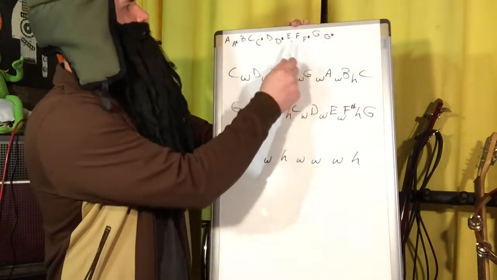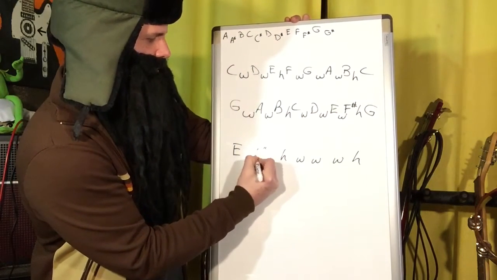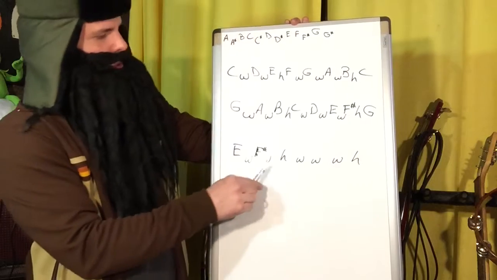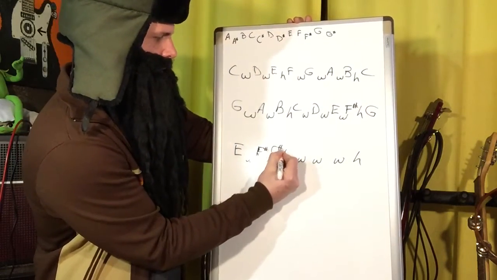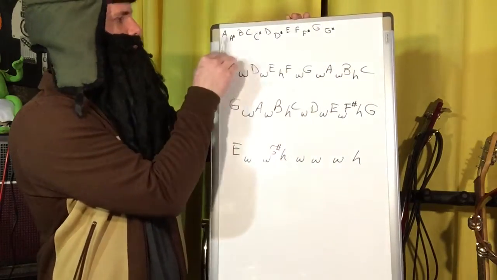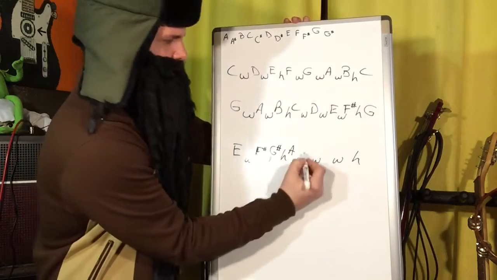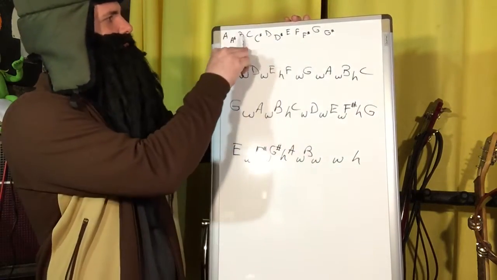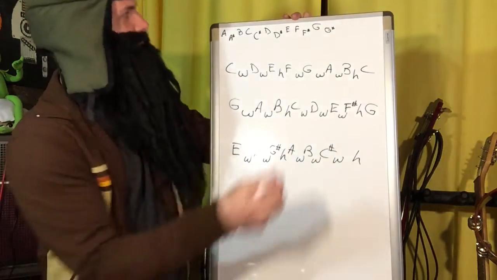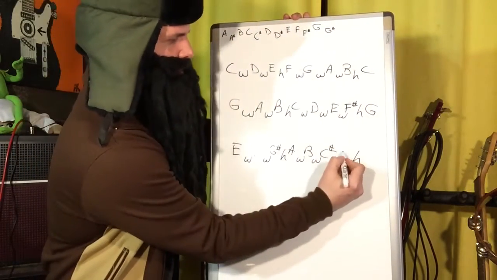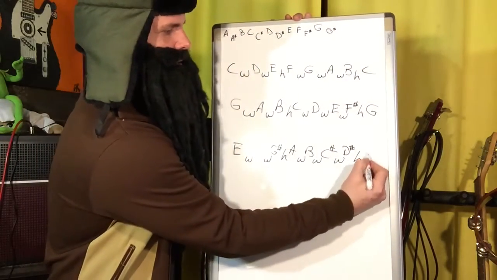E, whole step higher than E is 1, 2, F sharp. Already trickier than the last one, right? Whole step higher than F sharp, 1, 2, G sharp. Half step higher than G sharp, A. Whole step higher than A, 1, 2, B. Whole step higher than B, 1, 2, C sharp. Whole step higher than C sharp, 1, 2, D sharp. And a half step higher than D sharp is E.